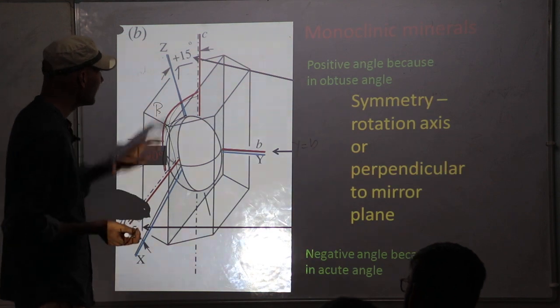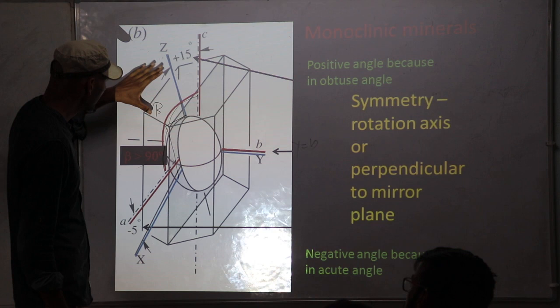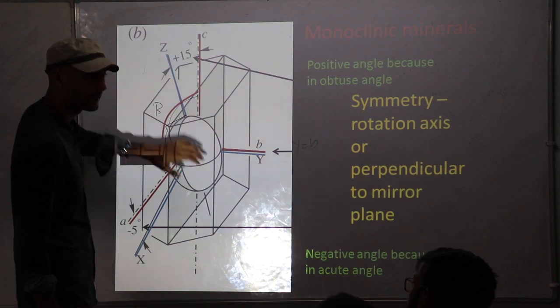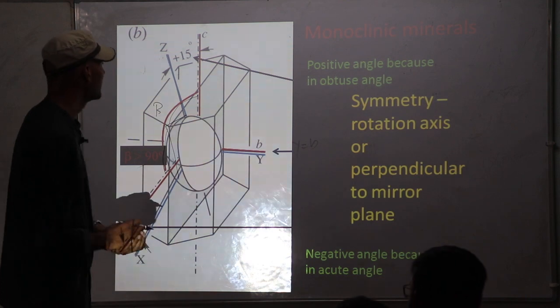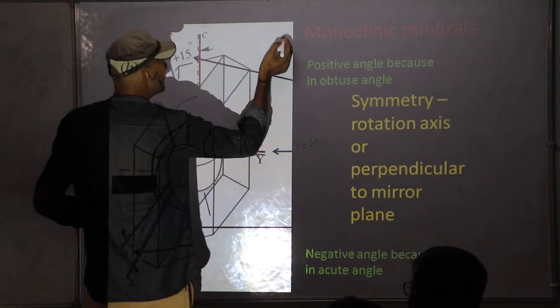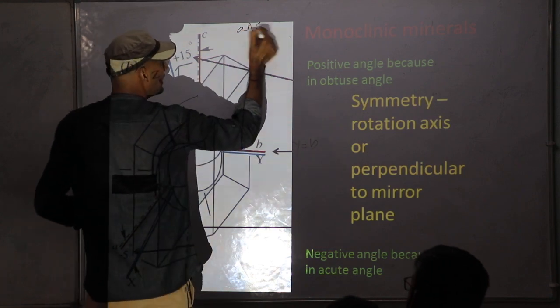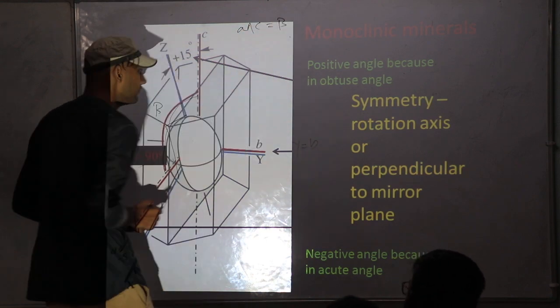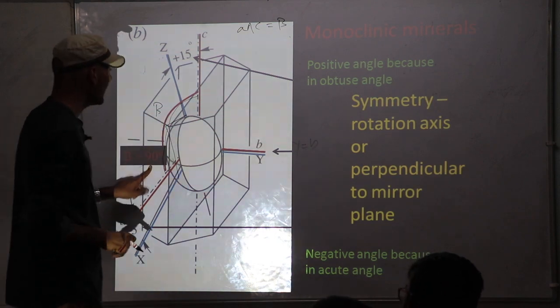So if you have to define the orientation of any of the indicatrix axis with the crystallographic axis, you can also write like this: A angle C will be equal to beta. How can I define that?